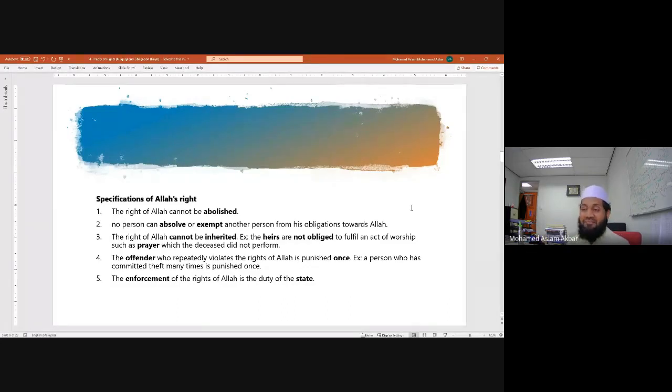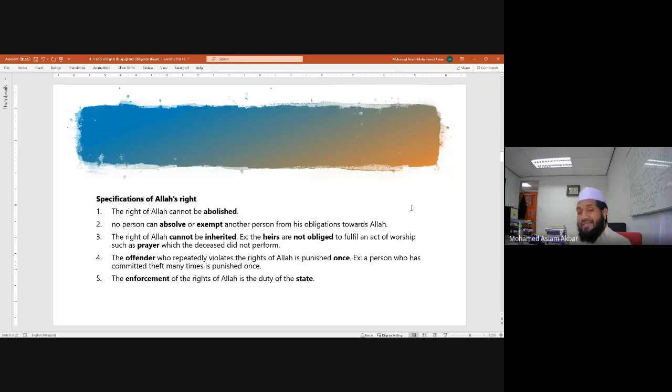Cannot do that. The offender who repeatedly violates the rights of Allah is punished once. For example, a person who has committed theft many times is punished once. This is what happens. Even though he does it many times, he will be punished once. The enforcement of the rights of Allah is the duty of the state. Remember this. Like I told you, the enforcement, whether it is praying or protecting the public goods, comes under the duty of the state.